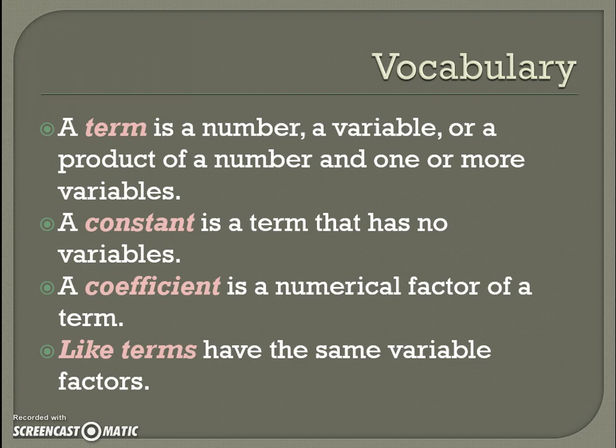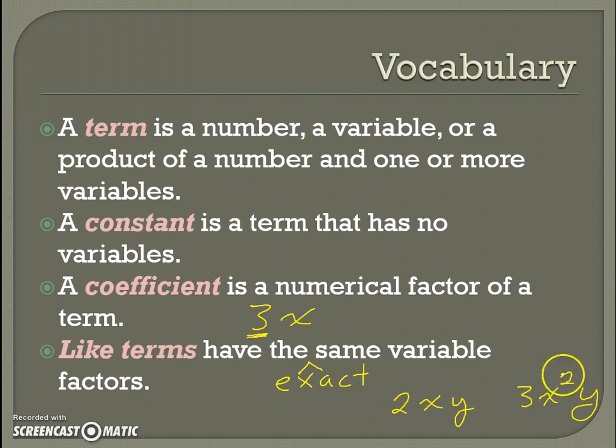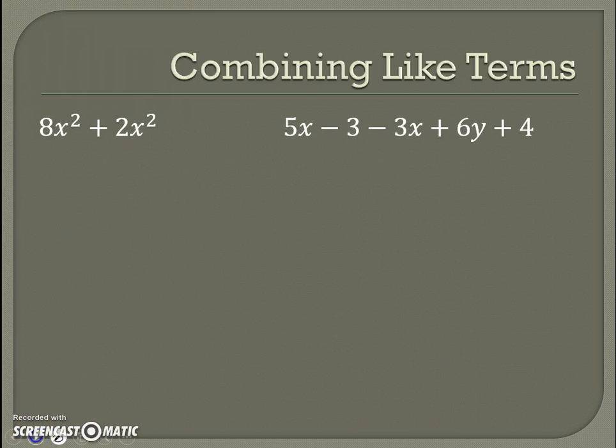A coefficient is the numerical factor of a term. In other words, if I have 3x, the 3 is the coefficient. Like terms have the exact same variable factors, down to the exponent. In other words, I may have something that is 2xy and something that is 3x squared y. They both have x's and y's, but this one has this squared right here, so these are not like terms. You have to have exactly the same exponents. In order for them to be like terms, they both would have to have that x squared.